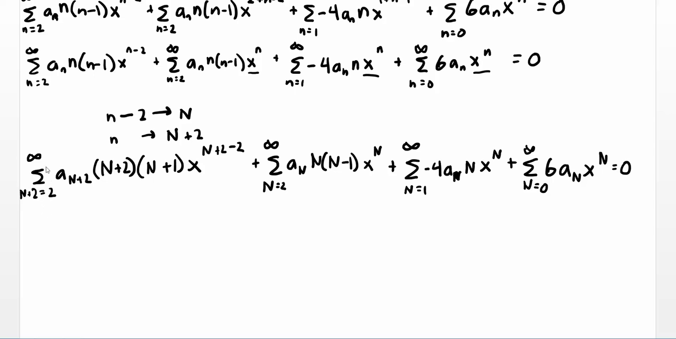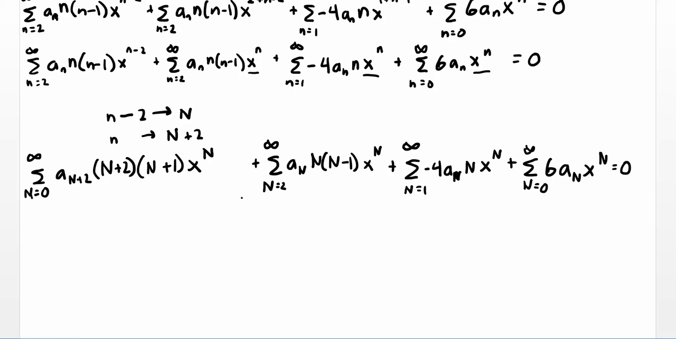Okay, so if we did this right, all our x terms should match. If you look here, you'll see x to the n plus 2 minus 2. That just becomes x to the n. And then if you look here, n plus 2 equals 2. Well, that means n equals 0. Okay, so we've got all our x's matching, which is great.